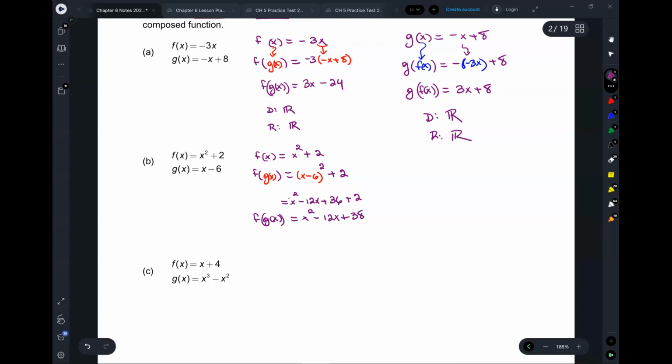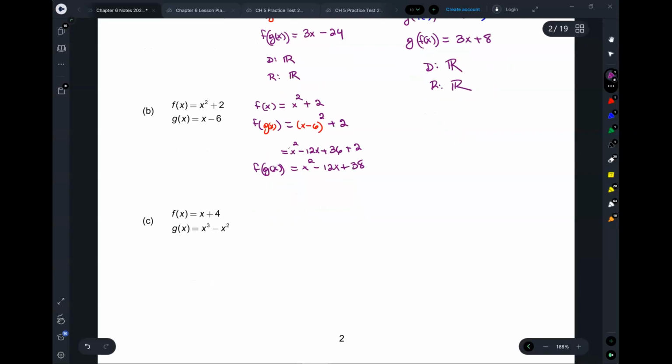Okay? All right. Now, this is a polynomial function again. You have x's with integer exponents. The domain is going to be all real numbers. What's the range though? Is it 38? What does that parabola look like?